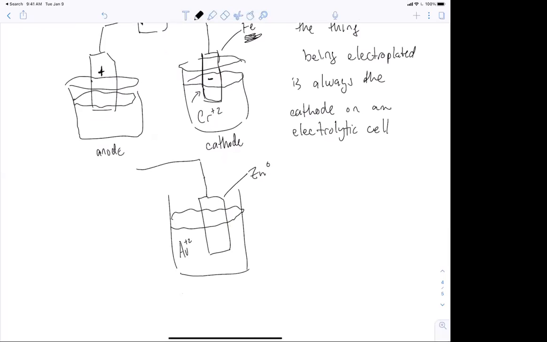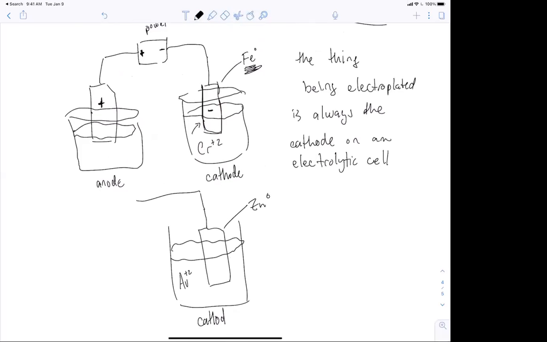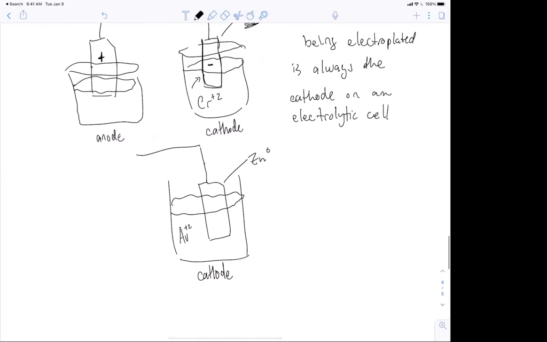So we've got that running off to some other part of the cell, an anode, some supply of electrons. Since we know that this is the cathode, because the thing being electroplated is always the cathode, we can just label it like we normally would. Normally the cathode is positive, but in an electrolytic cell, it's going to be negative. So that tells you the second answer here, cathode where the gold plate has a negative sign, is true, because that's true of an electrolytic cell.